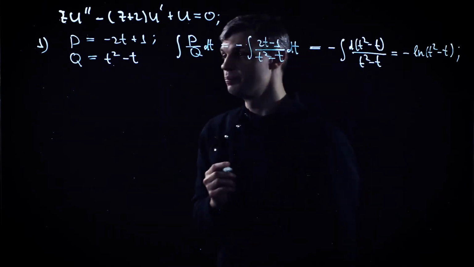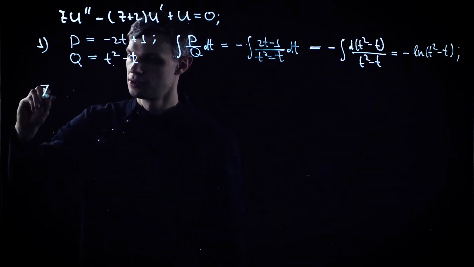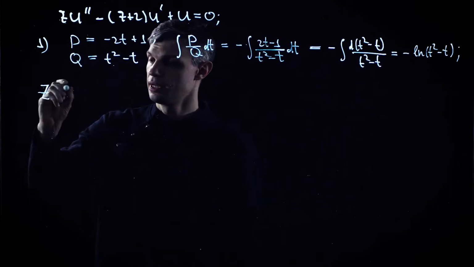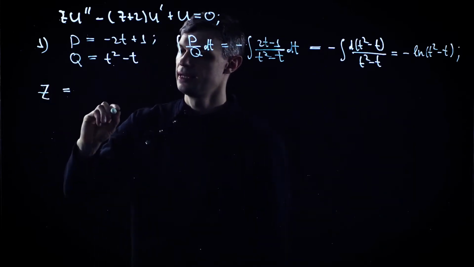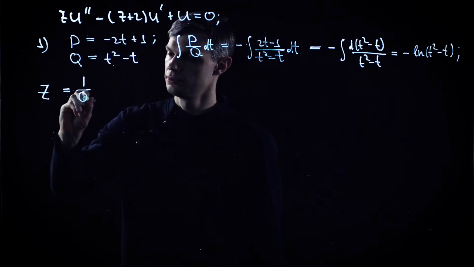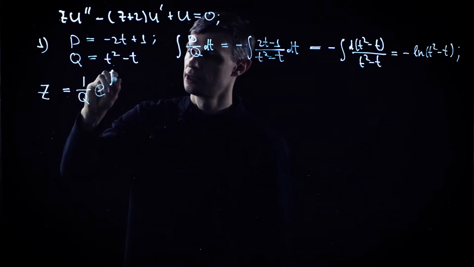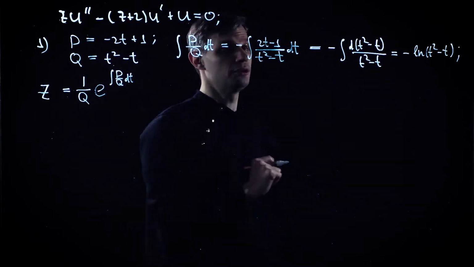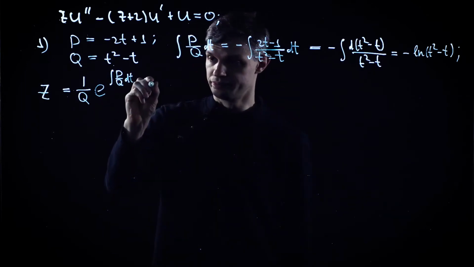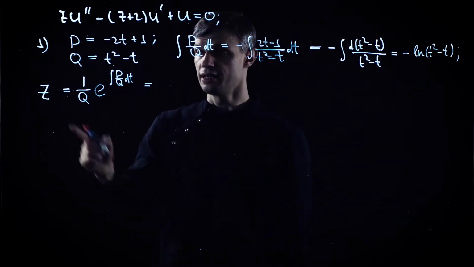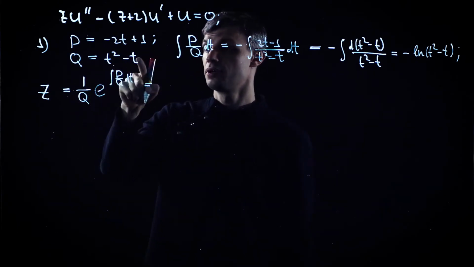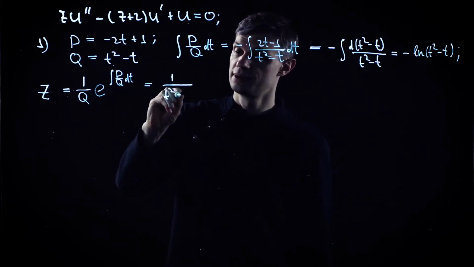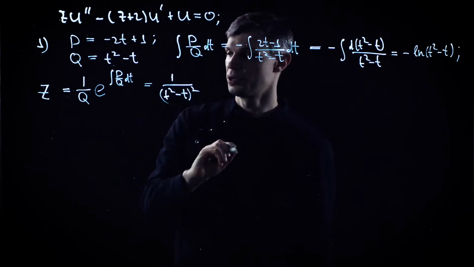Now we may compose the z function which enters our exact solution. As you remember, it is defined as follows: 1 over q times e to the integral of p over q dt. The integral gives us the simple log, so the exponential of the log will just give us t squared minus t in the denominator. And additionally, we have t squared minus t from this q polynomial. So our z function is 1 over (t squared minus t) squared.